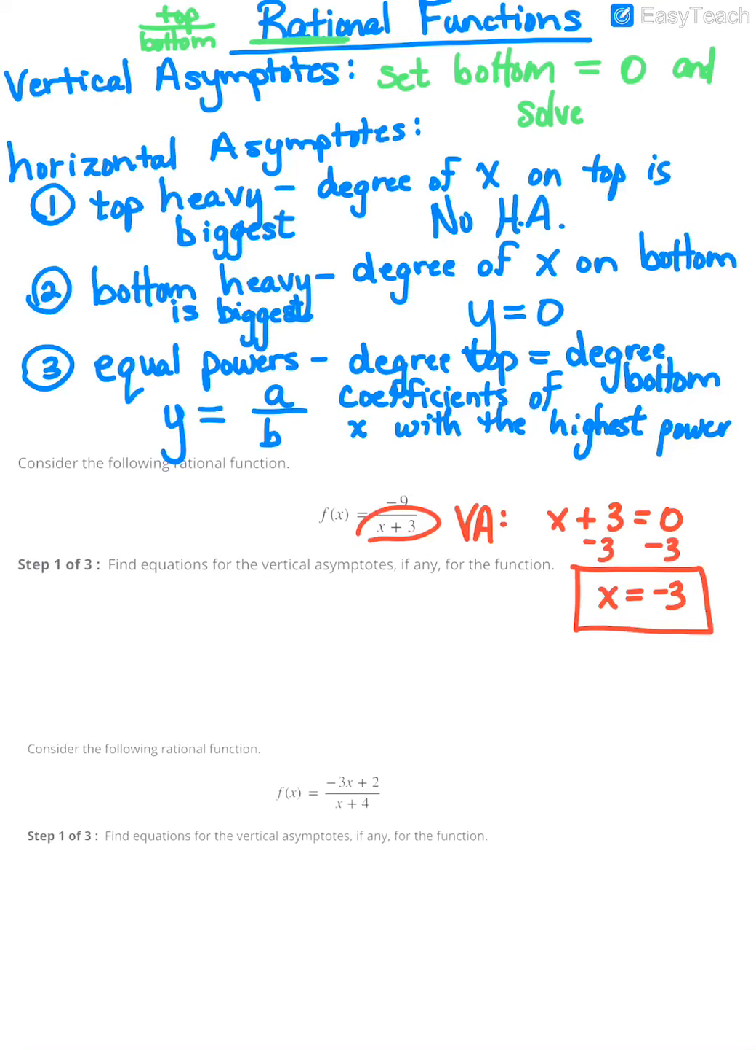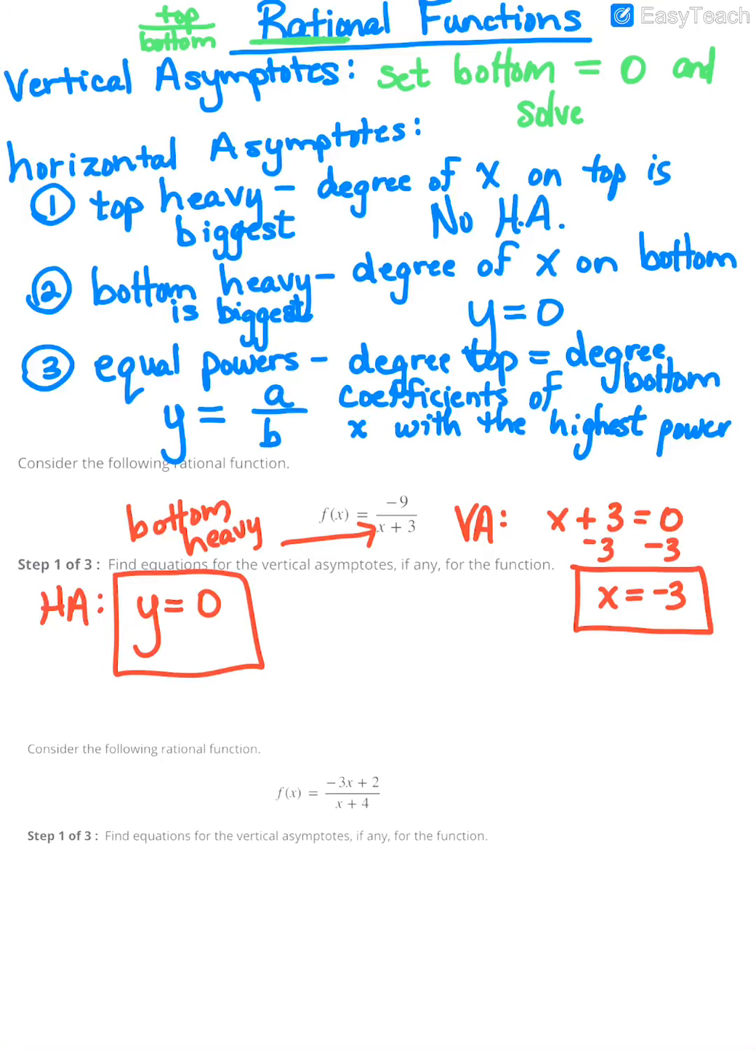Now, for the horizontal asymptote, remember I'm looking at the highest powers of x on top and bottom. So notice there is not an x in the top part of this fraction. So the power of x would be 0 since it's not there, whereas on bottom the power of x is a 1. So in this case, because the higher power of x is on bottom, I would say this is bottom heavy. And anytime a rational function is bottom heavy, then your horizontal asymptote becomes y equals 0.